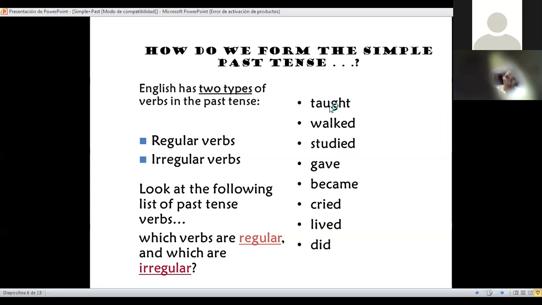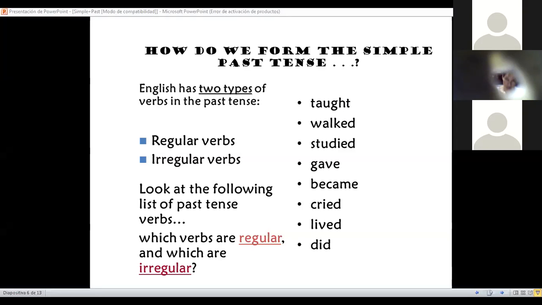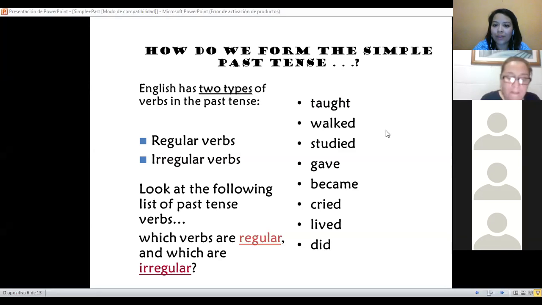Talk. This is the past. Es el pasado de. Es el pasado de qué verbo? Es el pasado de enseñar. Teach. Taught. Okay. Then we have walked. Walk. Okay. Walk. Con una T. Esto de acá, this part, se convierte en una T. Walked. All right.